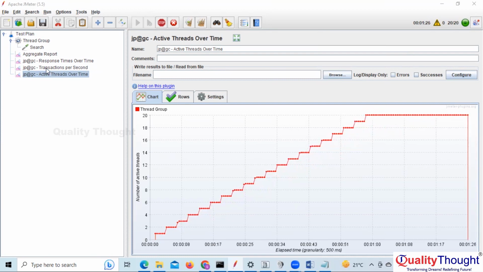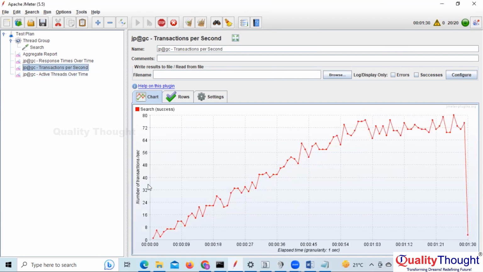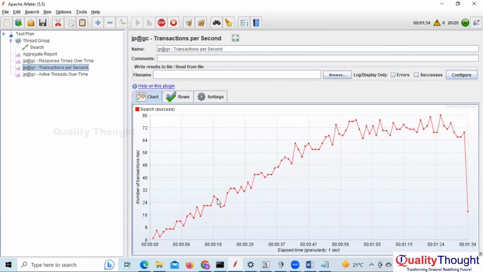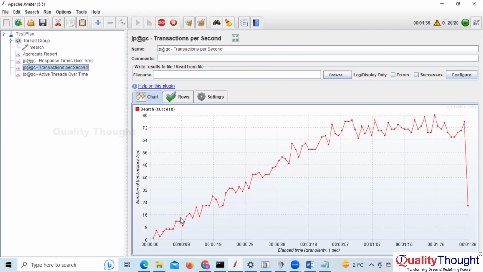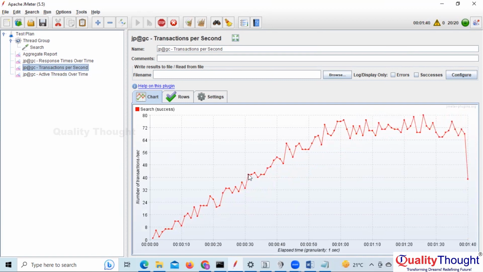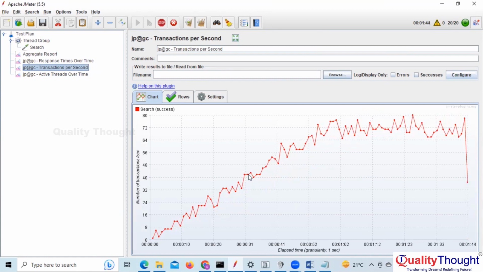And let us look at the transactions per second. See how the transactions per second graph is looking. This is our throughput graph, okay? How the throughput is increasing, and where exactly is the throughput standing right now? Around 70, right? Do you agree?